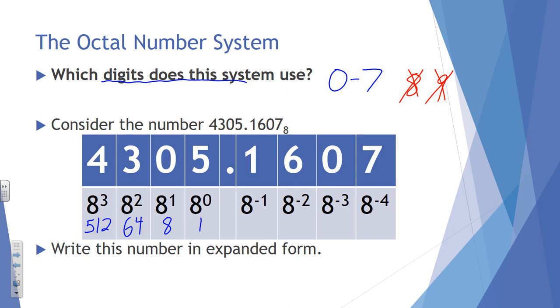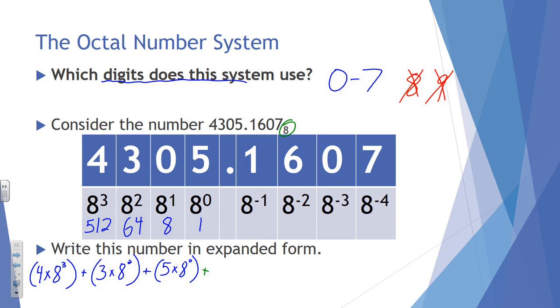So if we expand this, we would have 4 times 8 to the third, 3 times 8 to the second. There are no 8 to the first power in this number. There is 5 ones, or 8 to the 0th powers. And then we have what we sometimes are tempted to call a decimal point, but since this is base 8, it's an octal point. We'll add on our parts of a whole.